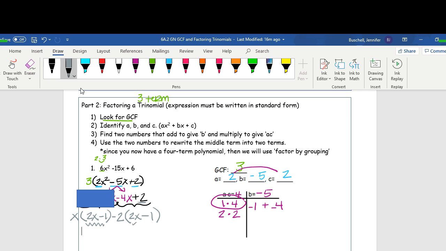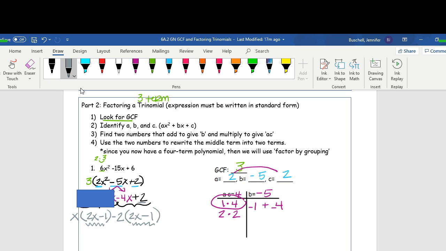Oh my gosh, look at this, y'all. Inside my parentheses is the same thing. In the first parentheses is a 2x minus 1. And the second set of parentheses is a 2x minus 1. You have got to have that every single time you factor a trinomial. That is a checking point. If you don't get the same thing, you did something wrong.